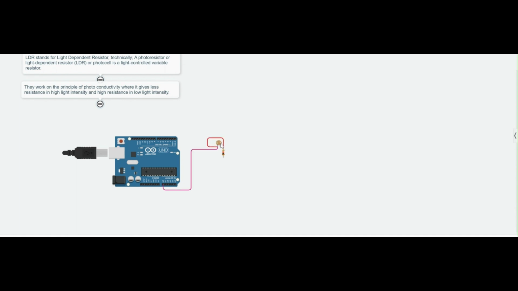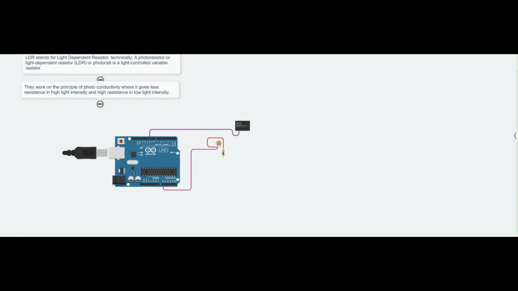First, the foremost component, in order to control the light, we are going to use the LDR. The LDR works on the principle of photoconductivity, where it gives less resistance in high light intensity and high resistance in low light intensity. LDR stands for light dependent resistor. Technically, a photoresistor, light dependent resistor, LDR or photocell is a light controlled variable resistor.